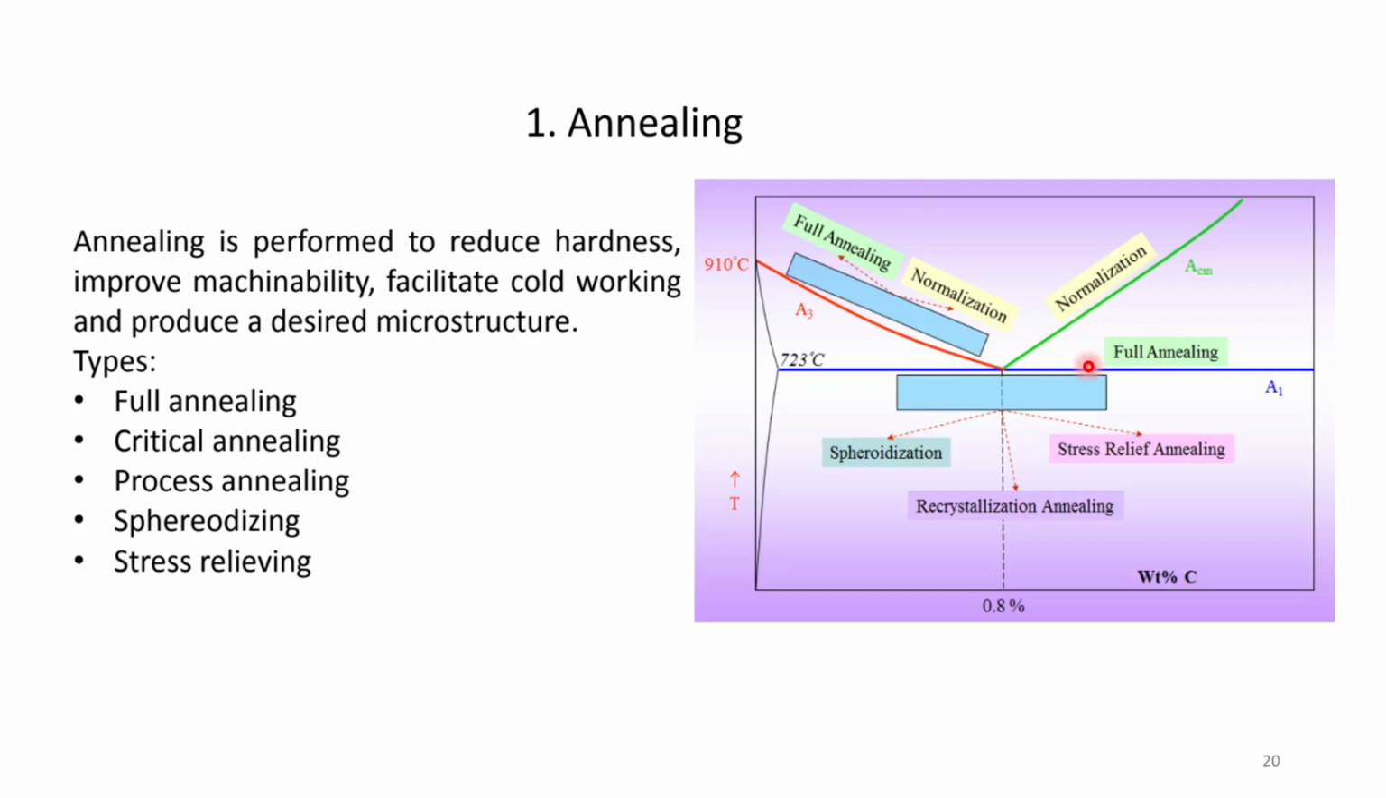Okay, so the temperatures are also given for all of these processes: full annealing, normalizing and spheroidization, recrystallization annealing, and stress relief annealing, all below A1.